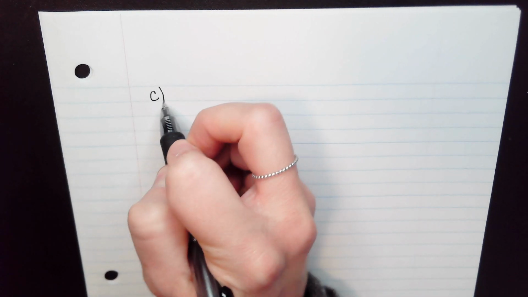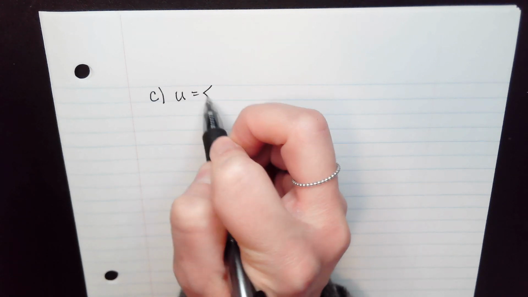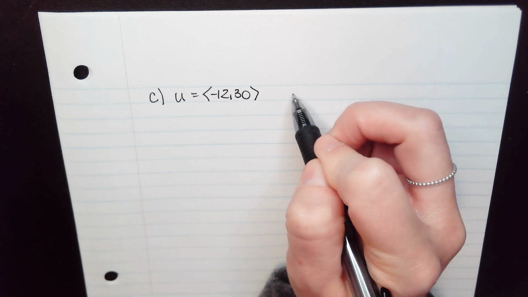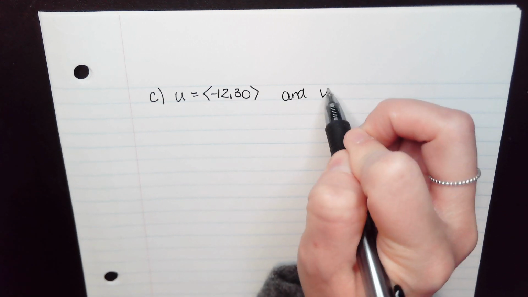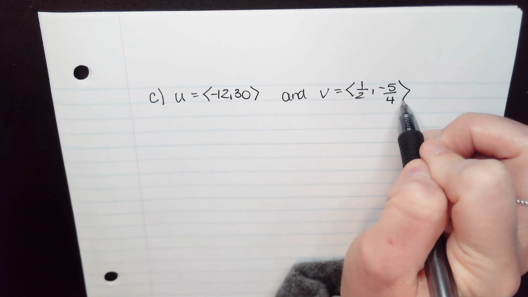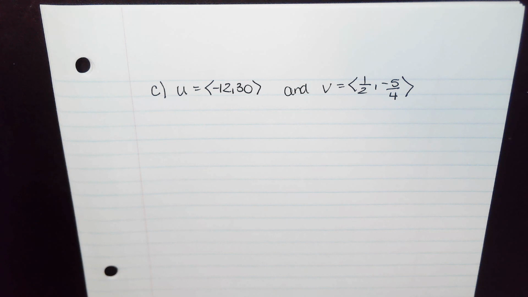All right, let's do letter C now. So we'll continue. u is negative 12, 30. And v is 1/2, negative 5/4. So they are fractions, which makes it a little bit more challenging. But I'd like you guys to try this on your own, even though it is a little more challenging with the fractions. See how you can do on your own, and then check back.